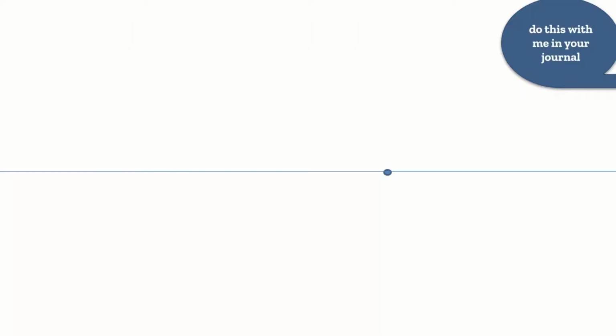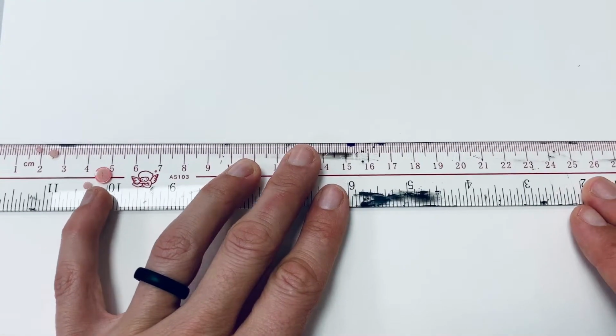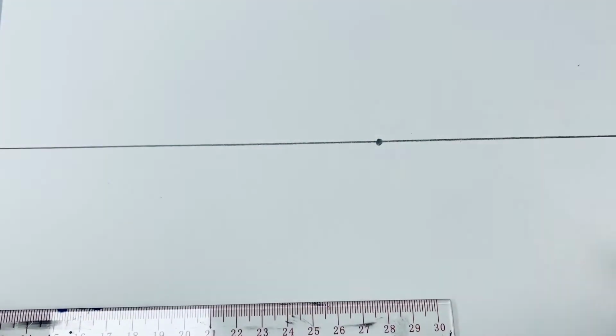Do this with me in your journal. Draw a horizon line in the middle of your paper and put a vanishing point anywhere along that line. Somewhere near the middle is best. Next, draw 3 rectangles, one above, one below, and one on the horizon line.